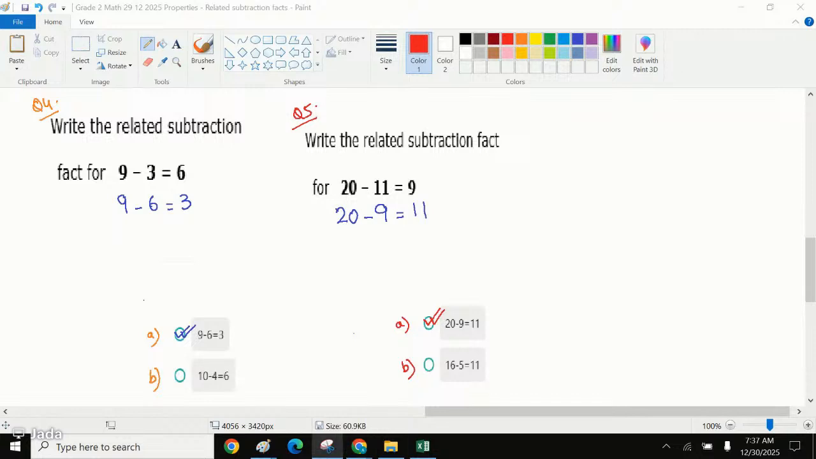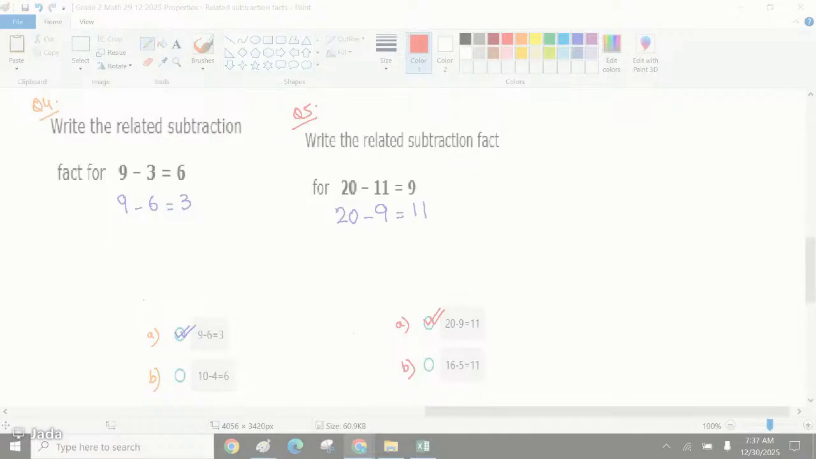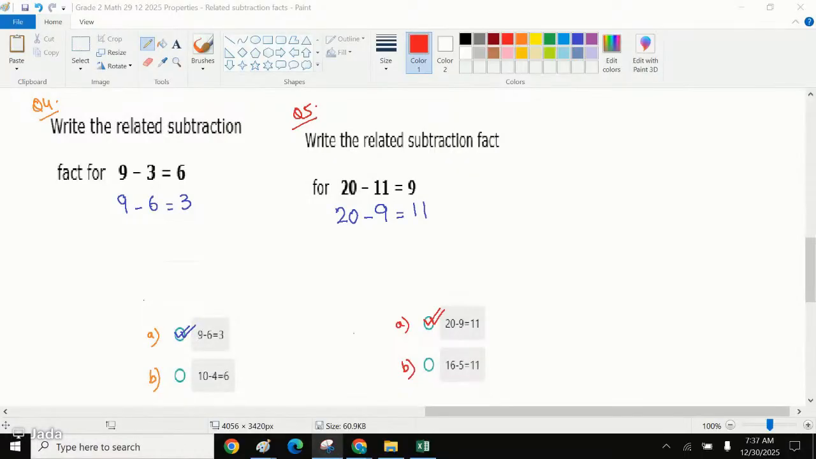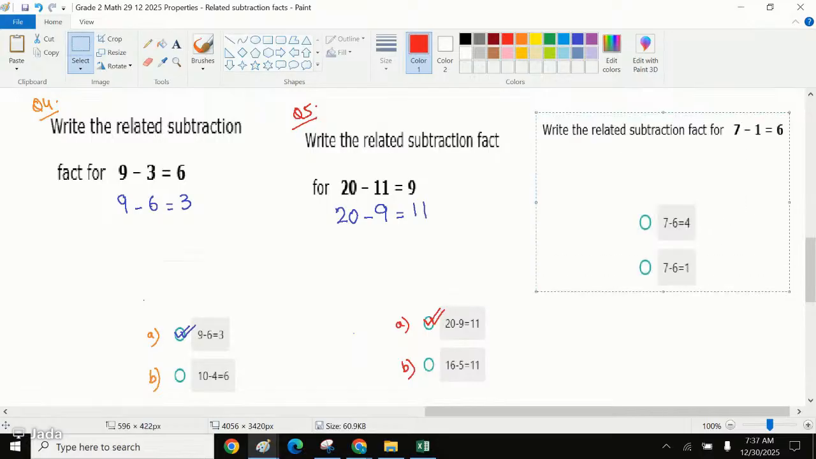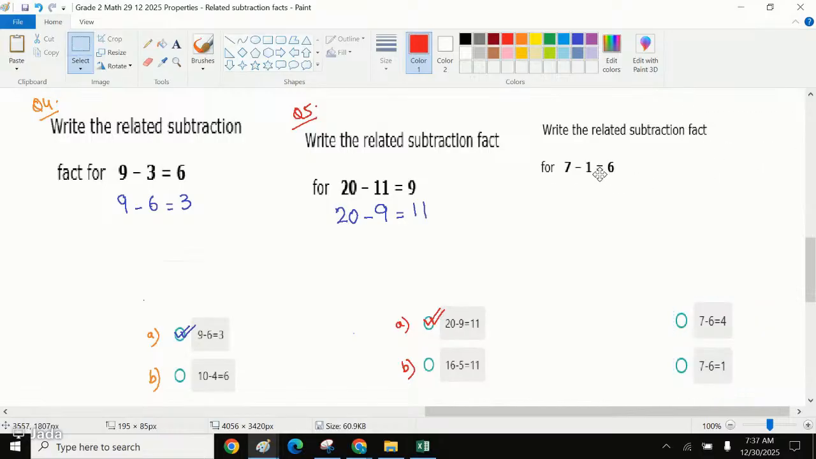The next question is to write the related fact. Very simple question. Okay, this is the next question we have, and we need to give the related fact for these two. Just a minute, please.